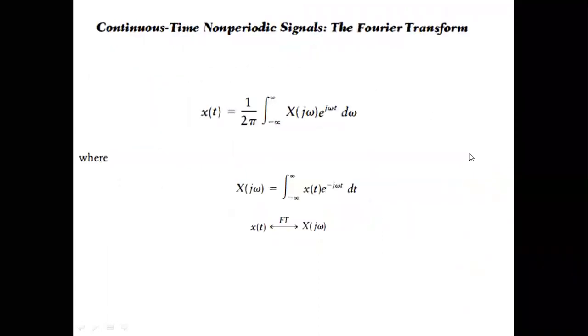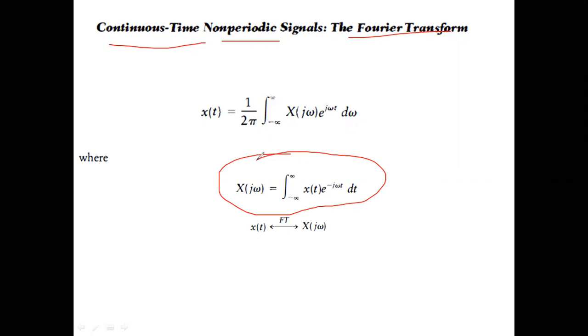Similarly, if you have a signal which is continuous time in nature, aperiodic, for that we have something called the Fourier transform or the continuous time Fourier transform, whose formula is given something like this. So, what is the difference here, by the way? Well, you see the similarity.